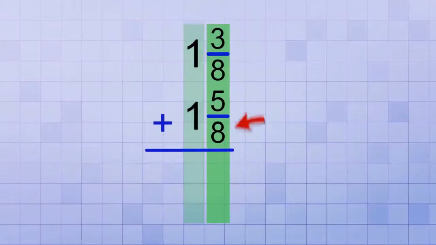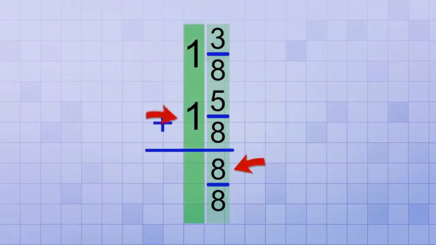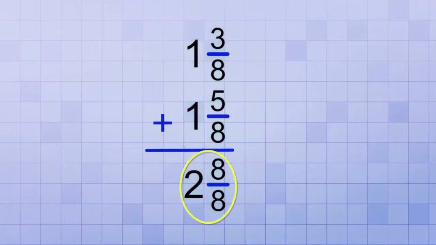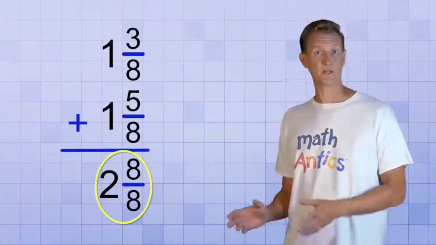3/8 plus 5/8 equals 8/8. 1 plus 1 equals 2. So the answer is 2 8/8. Do you see what happened?